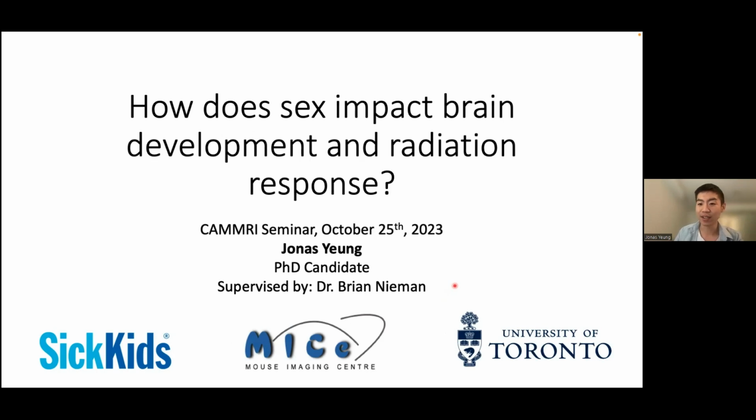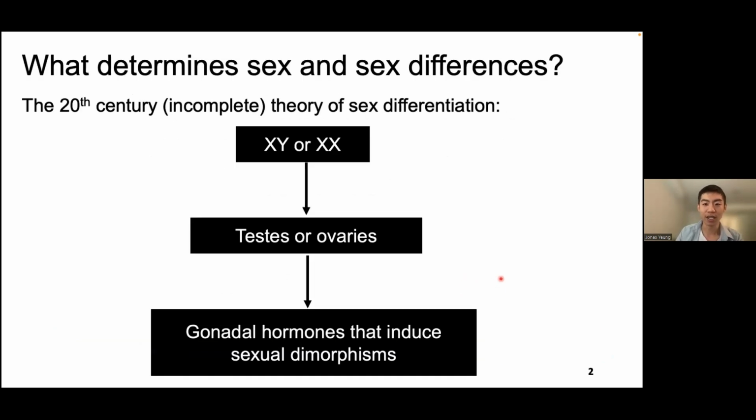Today, I'm going to be talking about the impact of sex on brain development and radiation response. I'm going to start off with a well-known paradigm of sexual differentiation. And we should all know that sex differences fundamentally stem from a difference in sex chromosomes. So if you have XY, you end up developing testes. If you have XX, then you develop ovaries.